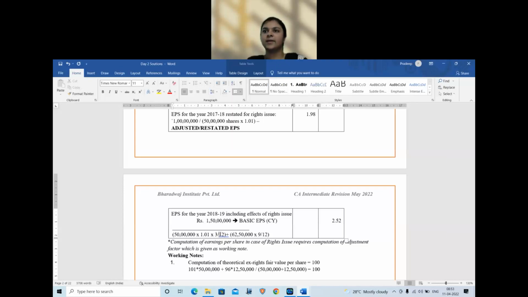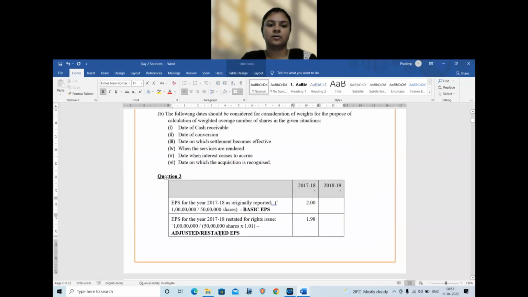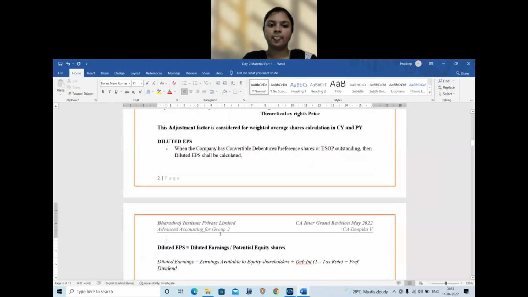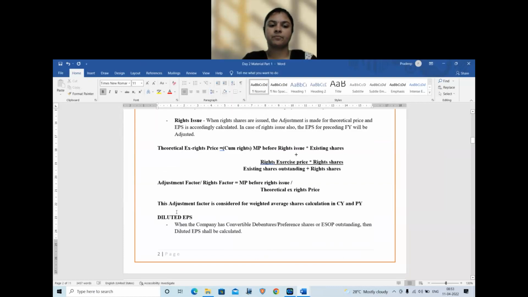So far clear, friends? Any doubts in restatement of EPS? Right. So if this is clear, we move on to the next area of discussion, which is the third part.